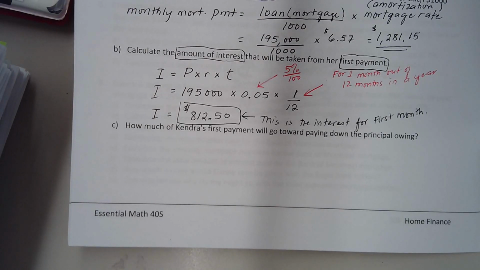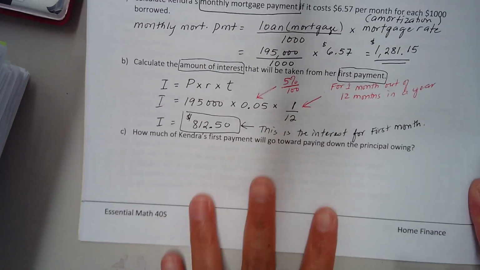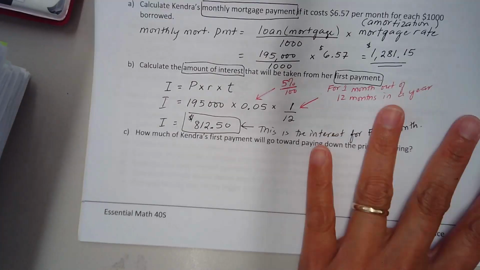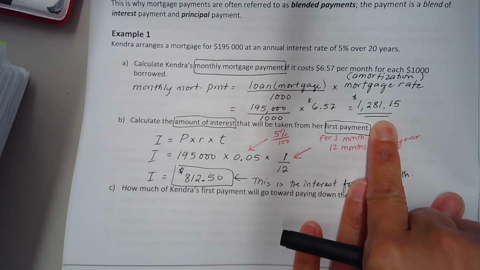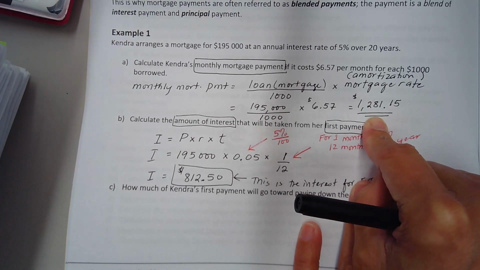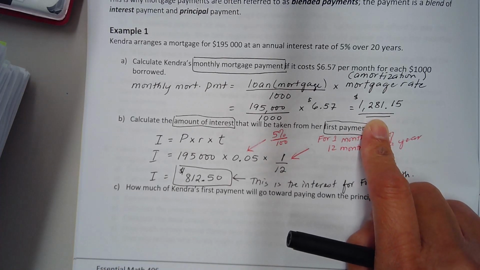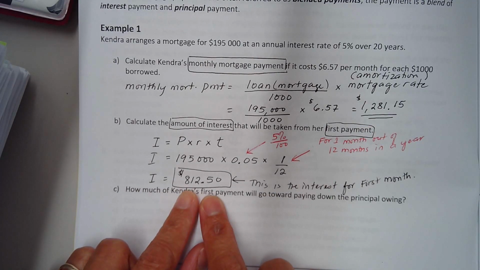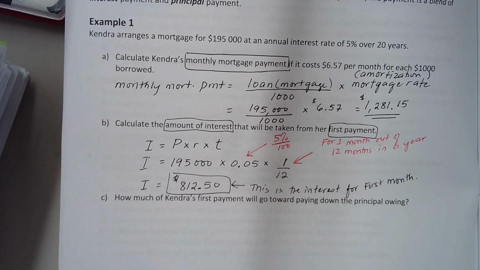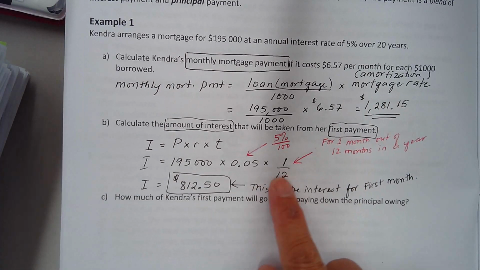Now, when I first learned about this, it was quite shocking to me. Because I'm saying, hey, I paid $1,281.15 in the first month, and then you're telling me that I have to pay $812.50 on interest? So that's a huge chunk of money that goes to the bank right off the bat, right? That's quite a bit of money.